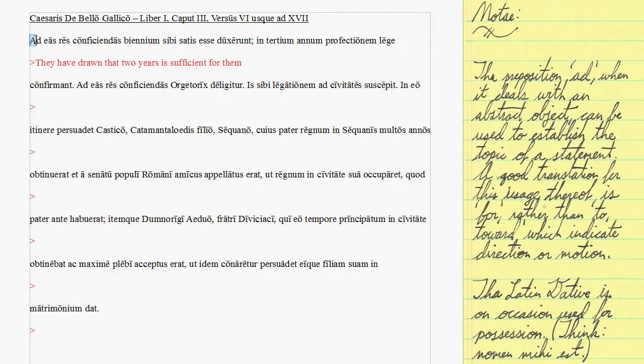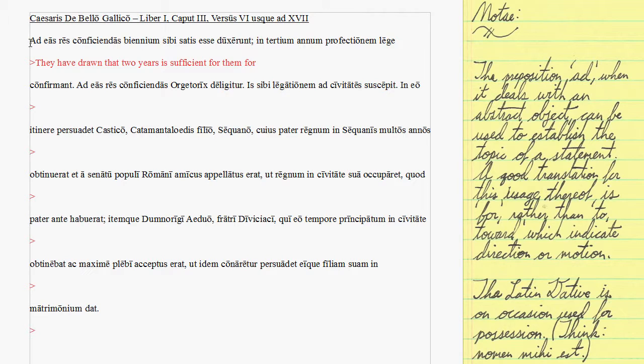And now we have this ad, followed by those things to be done. How do we translate ad? We could say toward those matters, but it doesn't quite sound correct. I mean, we're applying motion with toward or to, but the Latin is using this in a very, very abstract or figurative way. And so what translated is for.